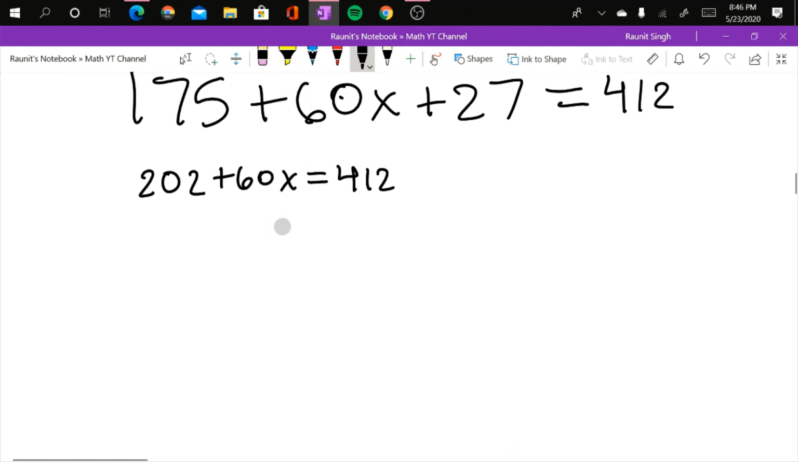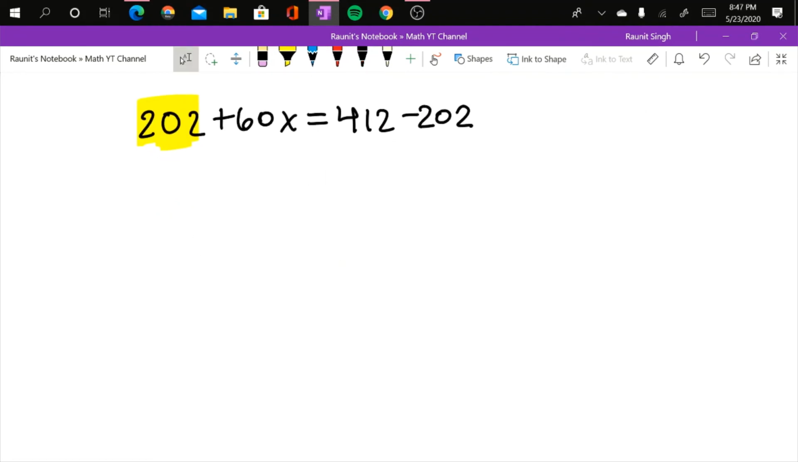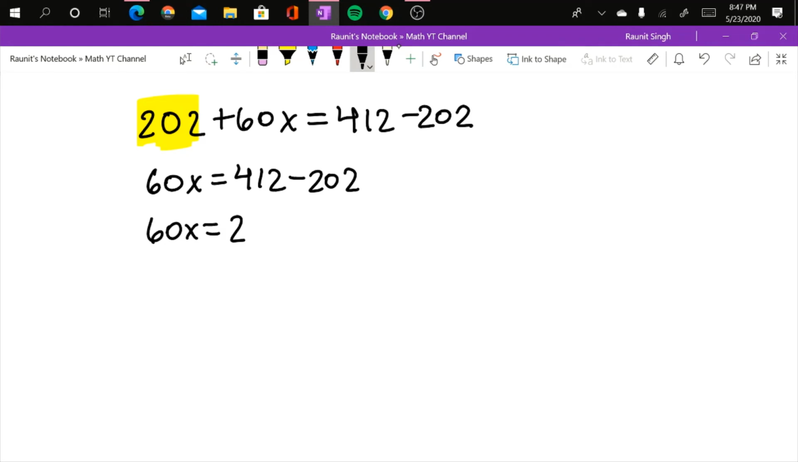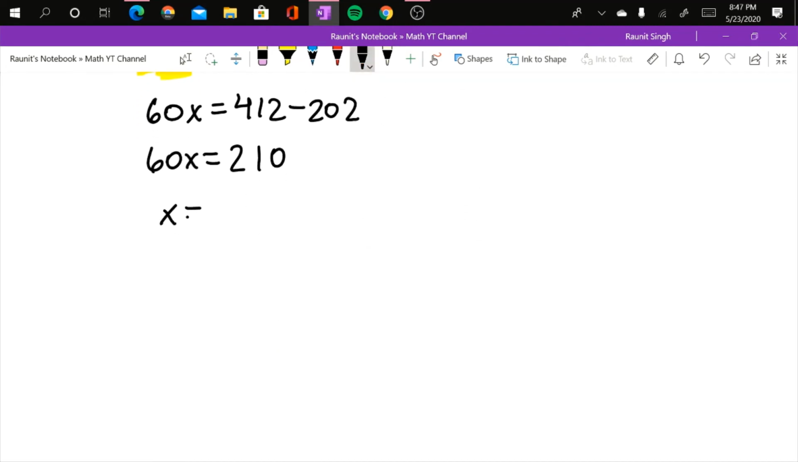Now we're going to subtract 202 from both sides so that we can eliminate this and then add a 202 over there so that we can have the variables on one side. So now we're going to have 60x is equal to 412 minus 202. Okay, so 60x is equal to, so 412 minus 202 is equal to, let's see here, 210, okay? And then we have x, so we're gonna divide.